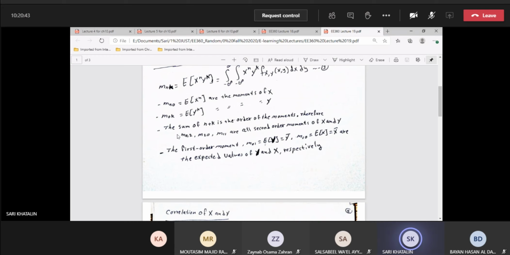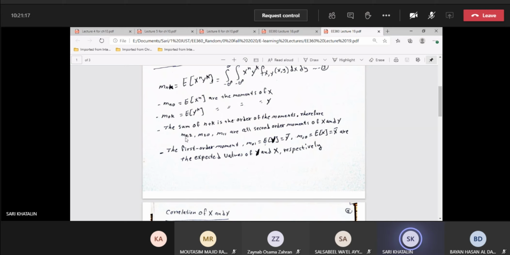Another thing we need to keep in mind: the sum of N plus K, these two parameters right here, is the order of the moments. The order of the moments. So in this semester, we're going to deal with two moments, the first moment and the second. In chapter 3, we focused on the first moment and the second moment. In here, we're going to focus again on the first order moment and the second order moment. That's all. So for example here, 0, 2, 2, 0, and 1, 1.